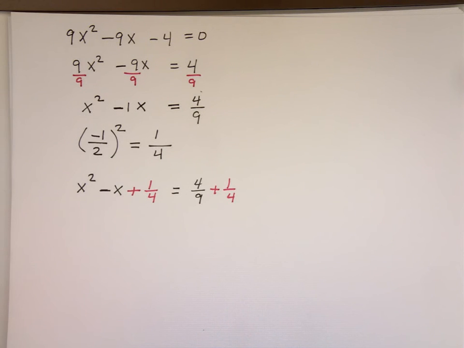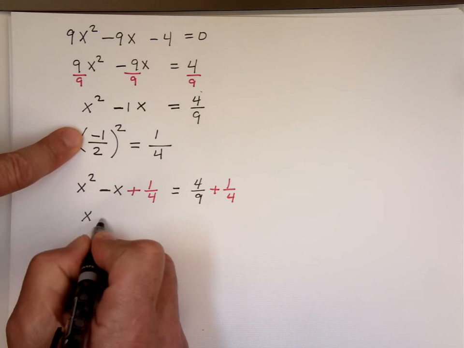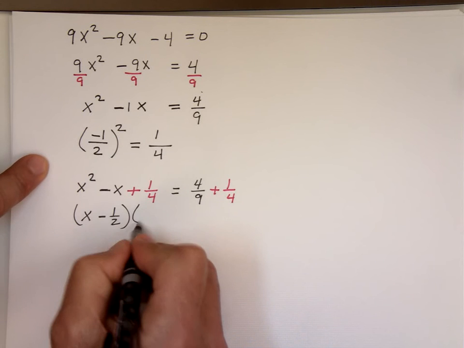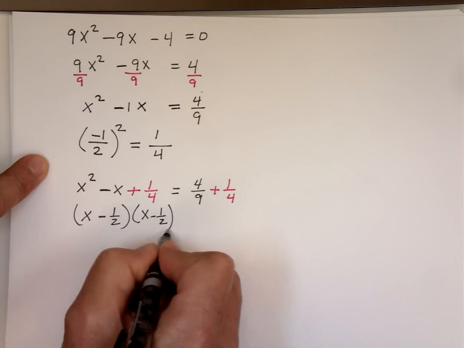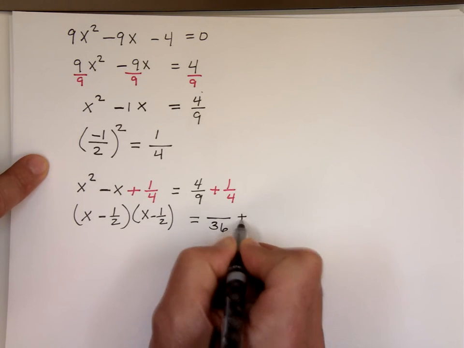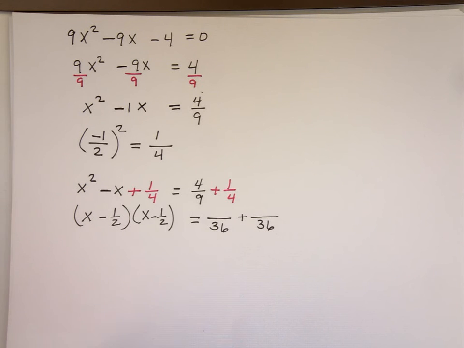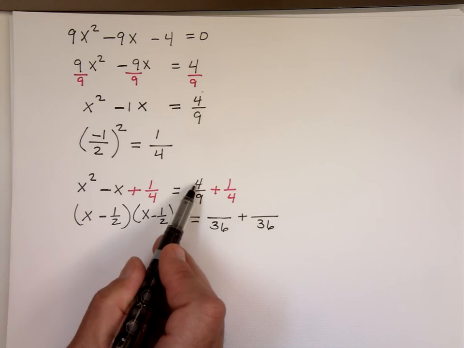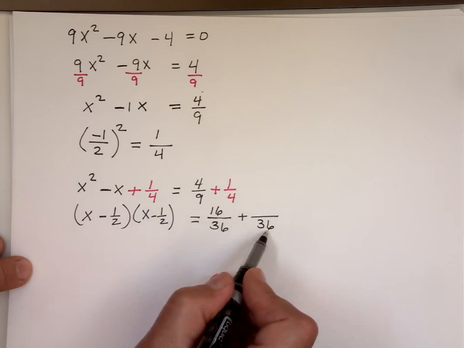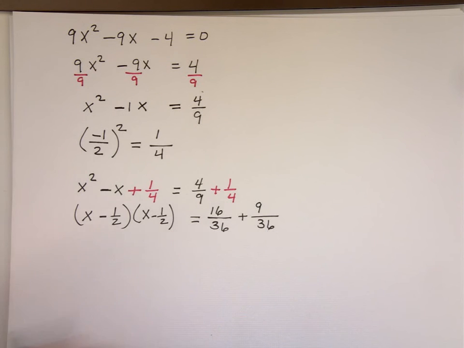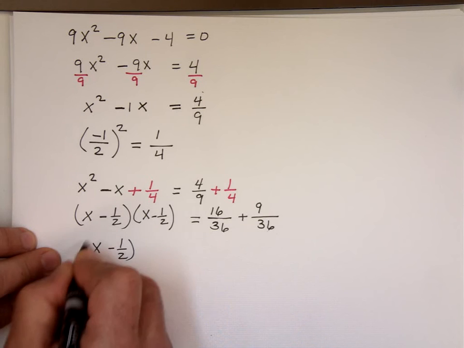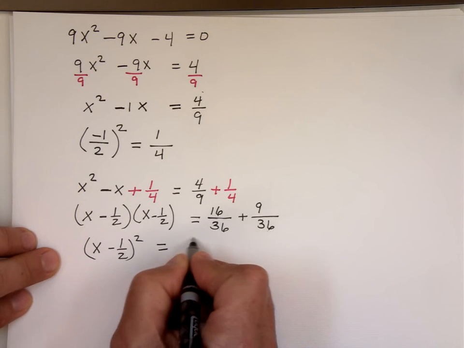Again, to factor this one, that's x minus 1/2, because the number is negative 1/2. And to add these, the LCD is 36. You need to multiply this by 4 to make it 36. 4 times 4 is 16. You got to multiply the 9 by 4 to make it 36. 9 times 1 is 9. x minus 1/2 squared equals 25 over 36.